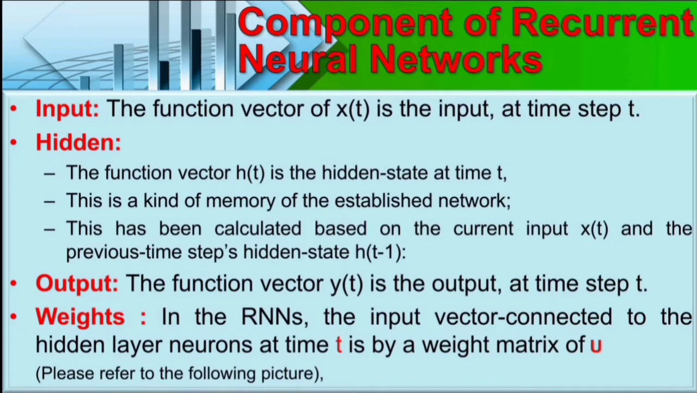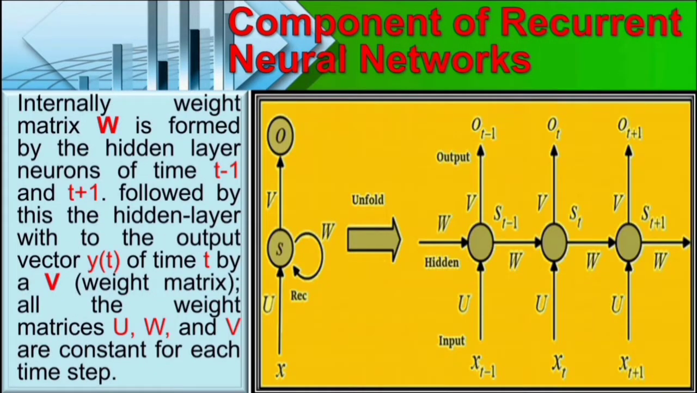And number 4, weights. In RNNs, the input vector is connected to the hidden layer neurons at time t by a weight matrix U. Please refer to the following picture. In this picture, internally a weight matrix W is formed by the hidden layer neurons of time t minus 1 and t plus 1, followed by the hidden layer to the output vector y of t at time t by a weight matrix V. All the weight matrices U, W and V are constant for each time step.